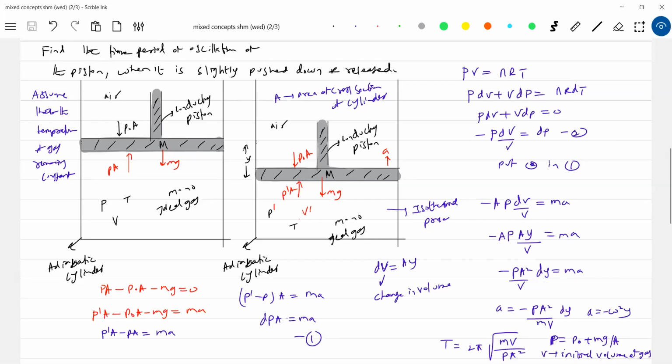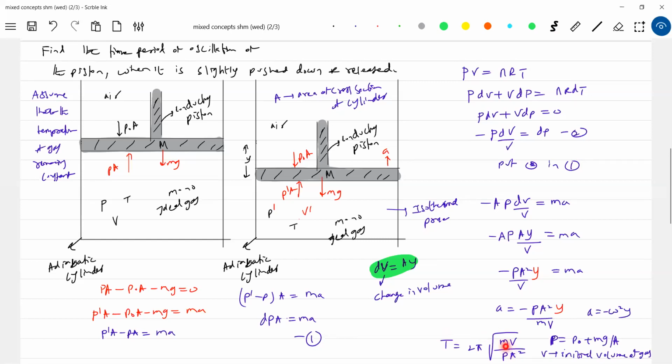Okay, I'll change it. Let it be. I made some changes. So dV is equal to AY. And now, what do you mean by slightly? Slightly means for a small value, Y will be very small. Then it's going to execute SHM. So how the piston moves will determine what process the gas will undergo. So we'll determine the time period.